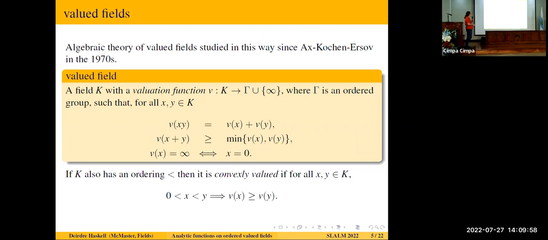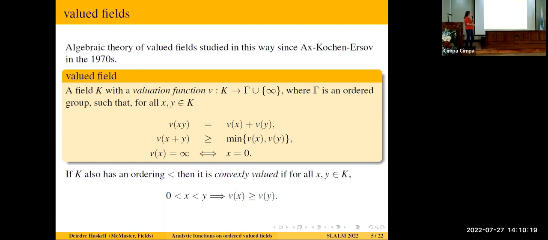It's sub-additive in that the valuation of x plus y should be greater than or equal to the minimum of the valuation of x and the valuation of y. And it actually follows that if these two have a different valuation, then it's equal to the minimum. And zero is the only element with valuation infinity, which we add to the group.